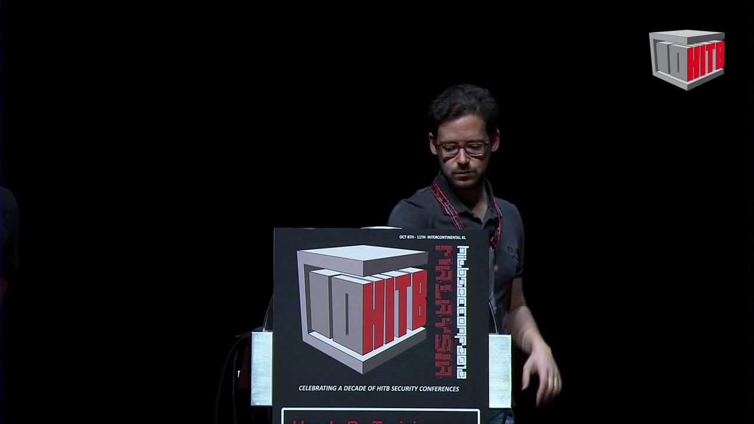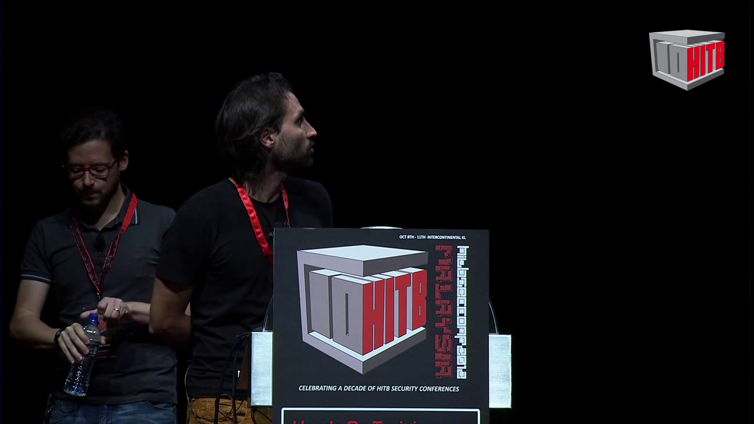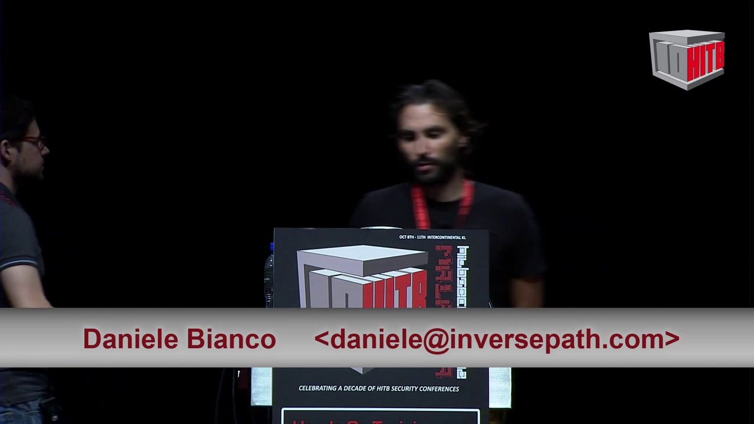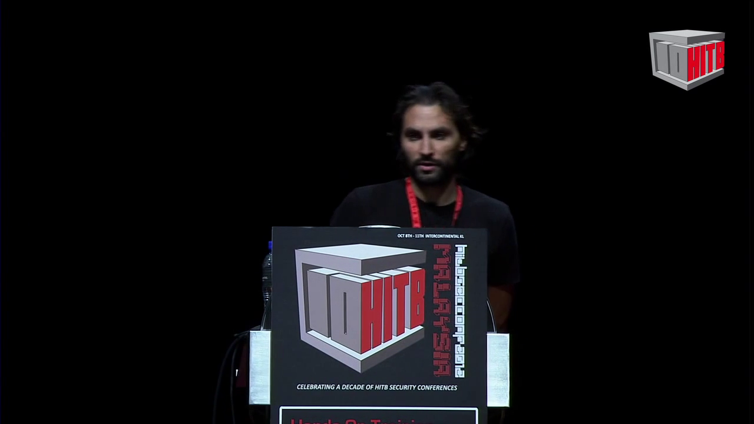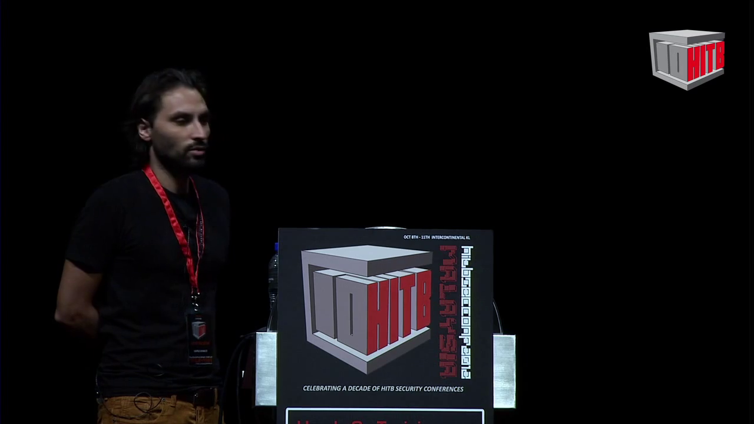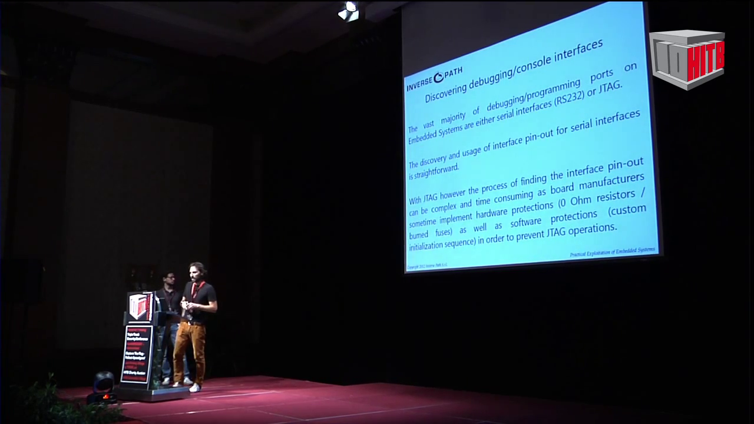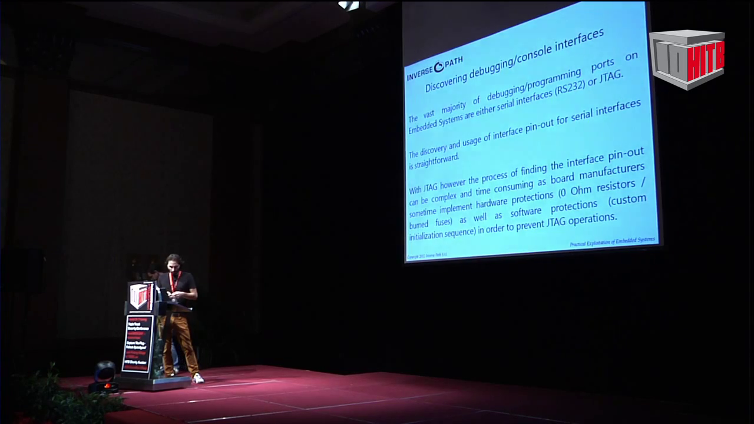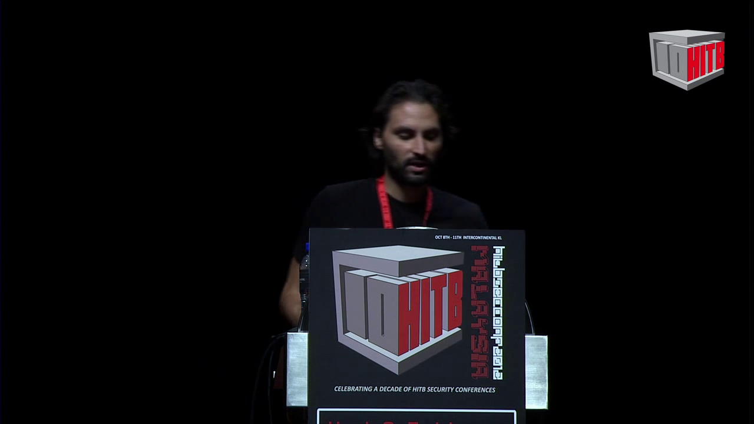One of the first things that we usually do when we start hacking an embedded system is start looking for some debugging or console interface into the embedded system. And the vast majority of embedded systems usually expose interfaces like serial interfaces, like RS-232 in this case, or JTAG ports or similar. In the case of a serial interface, it's very easy to use, and it's very easy to find out the pinout of the interface in case you don't have any documentation. With JTAG, things can be more complex, especially the procedure of finding out the interface pinout can be very complex and time consuming.